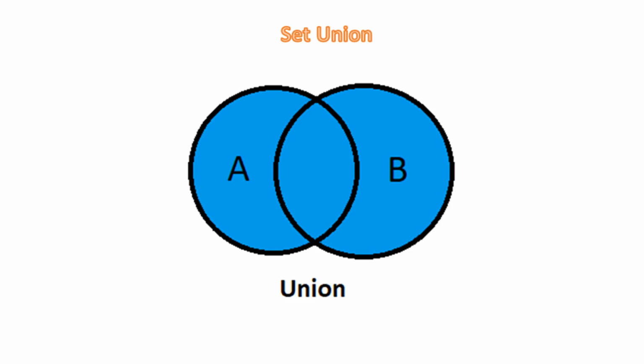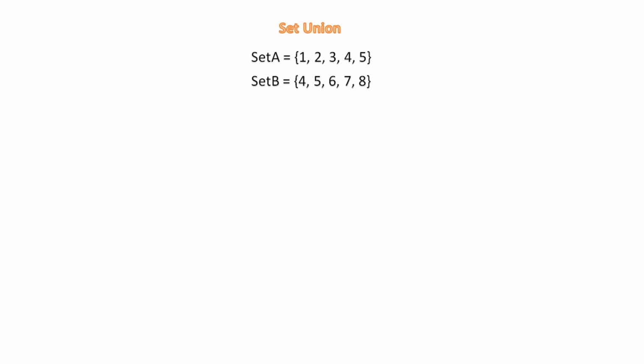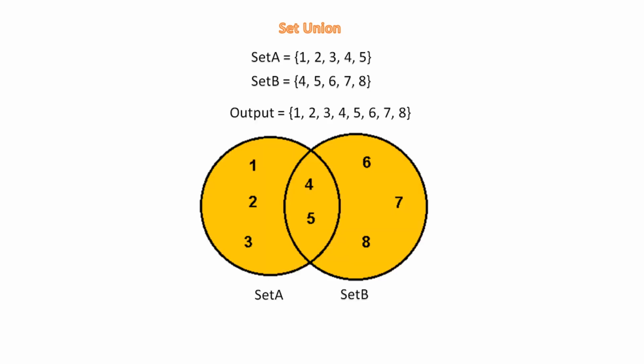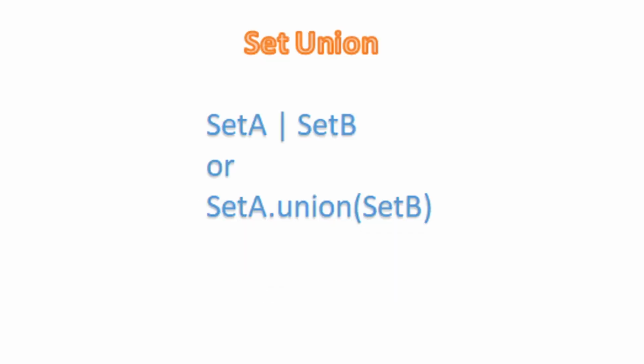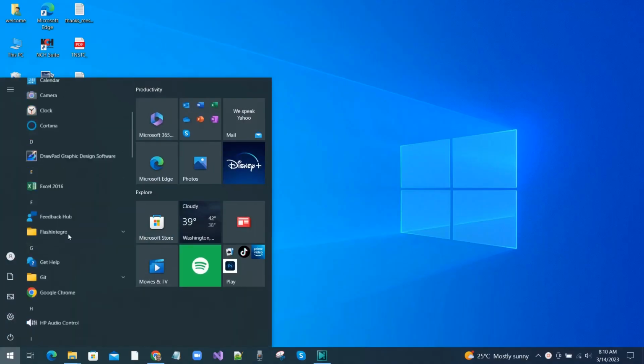Set union. Inclusion of all items from sets. Let's say we have two sets, set A and set B. Union will include all the items from set A and set B without duplicates. Union operation is performed by either of the following methods: using pipe symbol or using union function. Let's see this with an example.